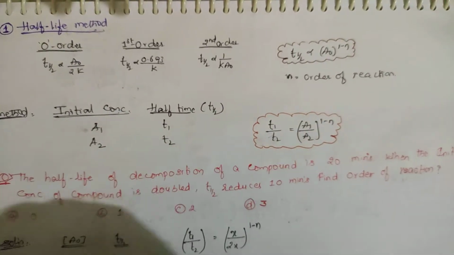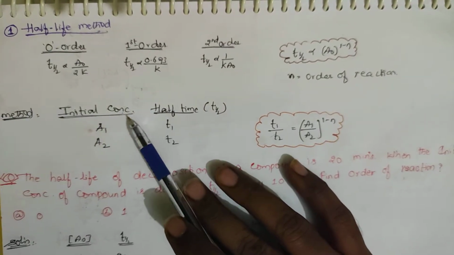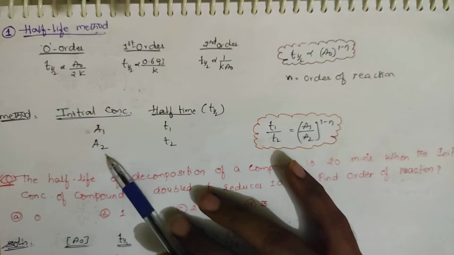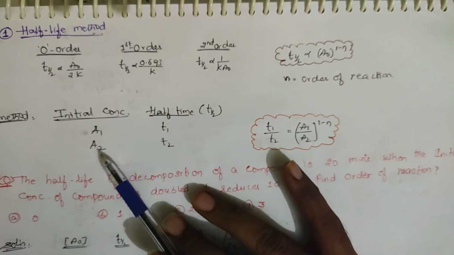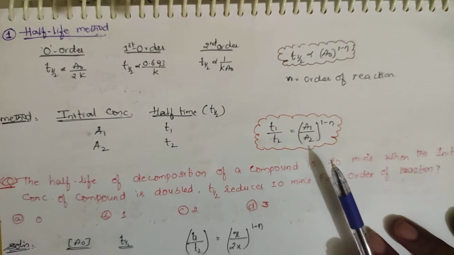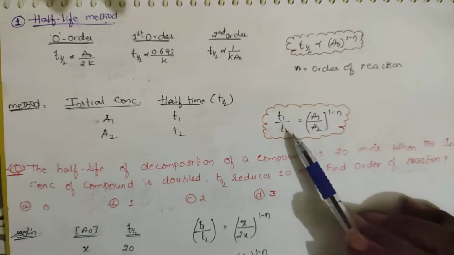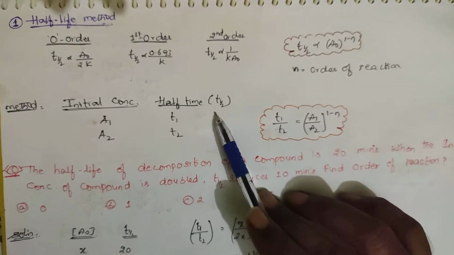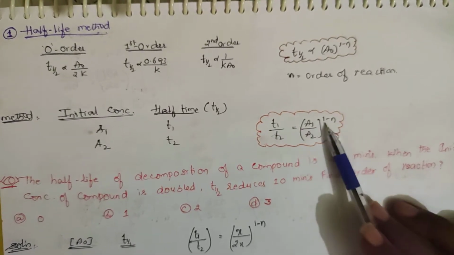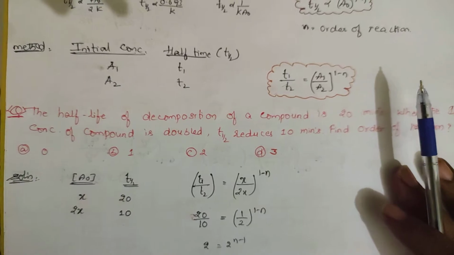So I am taking one example. Initial concentration is A1, T half is T1. If the initial concentration of that substance has been changed to A2, the T half is T2. Then they will be asking to find out the order of the reaction. So the formula is this one: T1 by T2, the T half of the first one, is inversely proportional to the concentration whole power 1 minus n. Let us take one example with respect to this one.